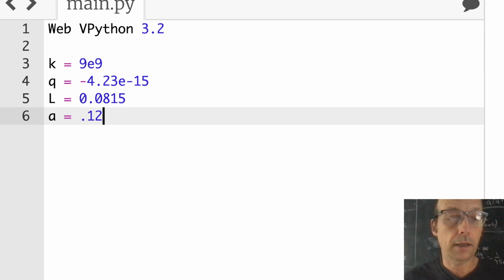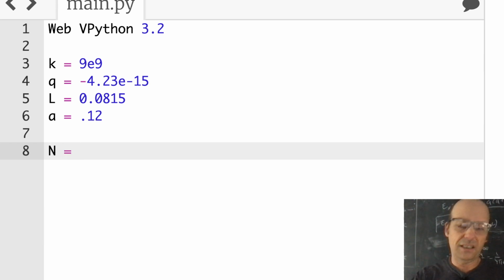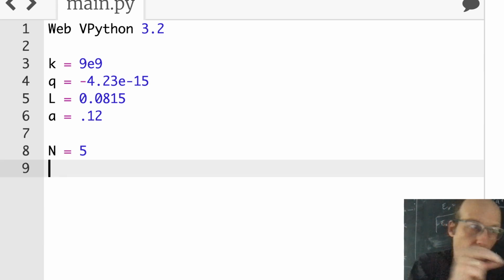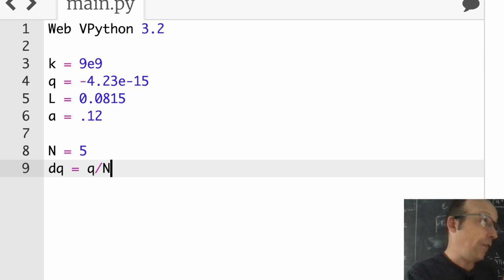Yep, okay. The next thing I need is N. How many pieces do I want to break this into? Let's just say 5. And I'm going to actually draw the points just so we can see it. You don't have to do that. Now I want to find the charge on each of my spheres, dq, I'm going to call it. It's just going to be Q divided by N, right? If I have 5 pieces, each of those pieces has 1/5 the charge.